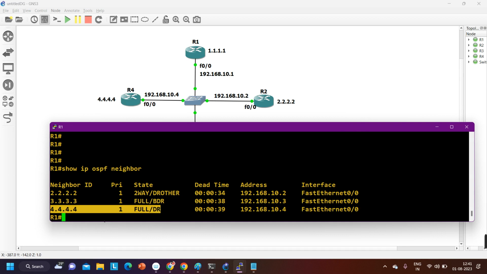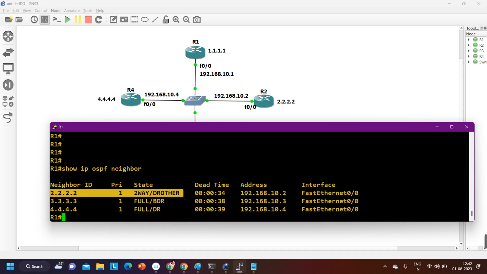So router 4 has become DR. And then which router has the second highest router ID? Router 3. So router 3 has become BDR, the backup. And you can see router 1 has full adjacency with the DR router and BDR router only. Router 2 is DR other. So between DR other and DR other, neighborship is still in two-way state. Getting my point?